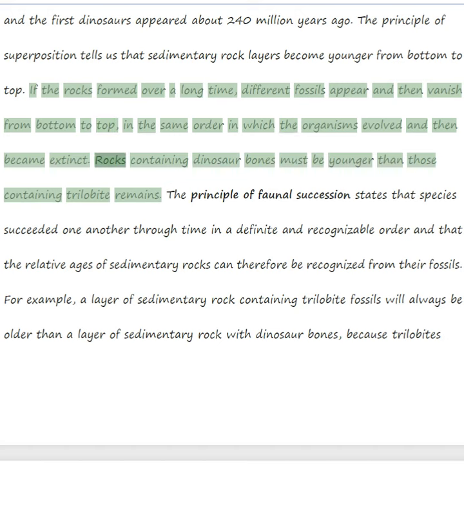For example, a layer of sedimentary rock containing trilobite fossils will always be older than a layer of sedimentary rock with dinosaur bones, because trilobites evolved and went extinct before the dinosaurs evolved. Figure 4.12. Interpreting geologic history from fossils.